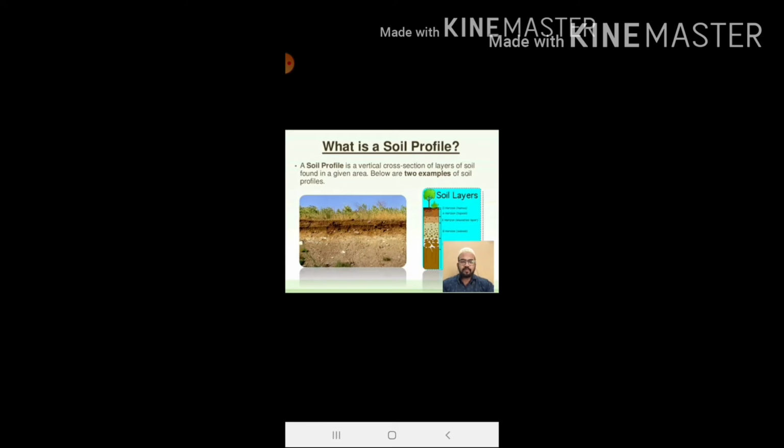Now what is a soil profile? A soil profile is a vertical cross section of layers of soil which is found in a given area. Each horizontal layer of the soil is also called a horizon. These horizons may differ in their components, ranging from a rich organic upper layer to underlying rocky layers. So if we go from top to bottom, we will find different layers of the soil with different textures and different characteristic properties.